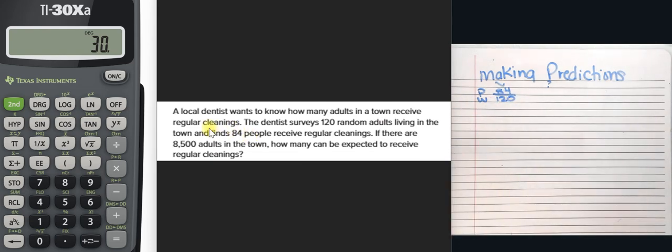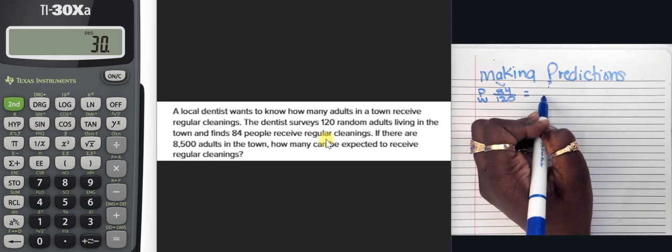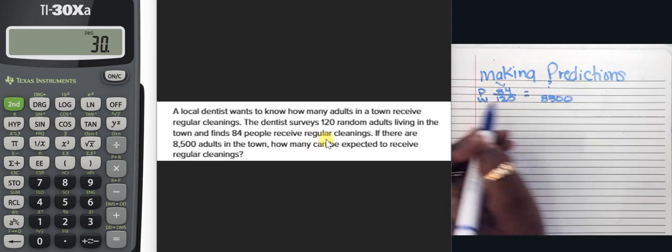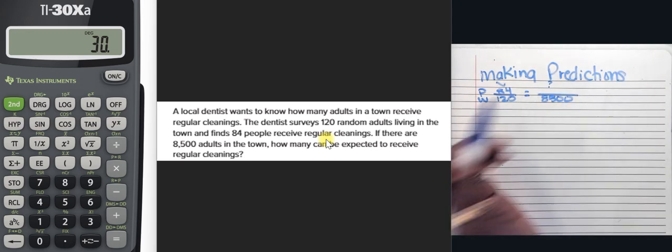So remember that 120 represents our sample. They've used a survey, which we've talked about at the beginning of this module, and in our sample, we've received 84 people that are receiving regular cleanings. The population, that means all of them, is going to be 8,500. So we're going to set that over here. So 8,500 is our population. That's the whole for the entire town.